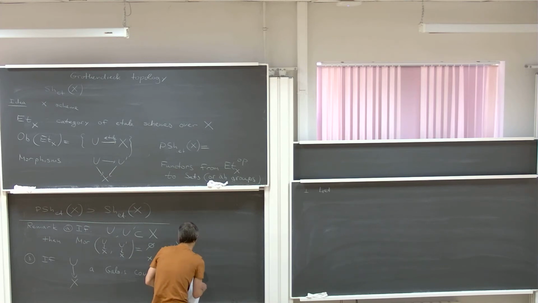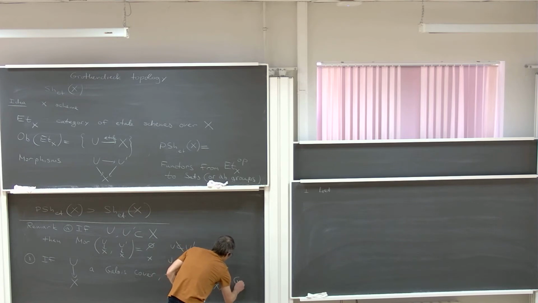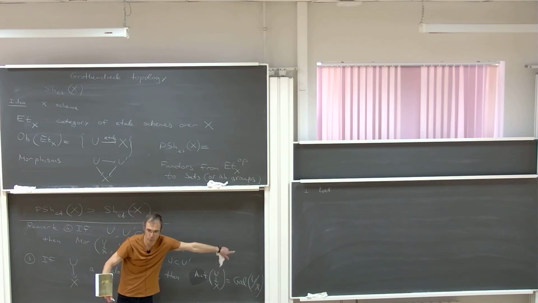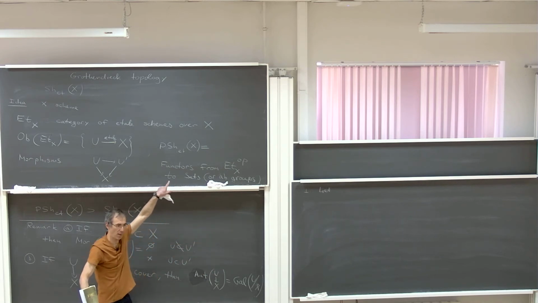Morphisms. Okay, so let's say automorphism. Any morphism will be an automorphism in this case of U over S. By definition, this is the Galois group of U over S over X. So objects in this category may have non-trivial automorphisms. This does not happen for a usual topological space.